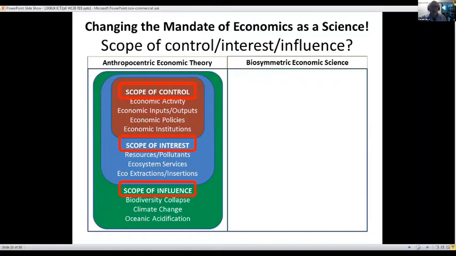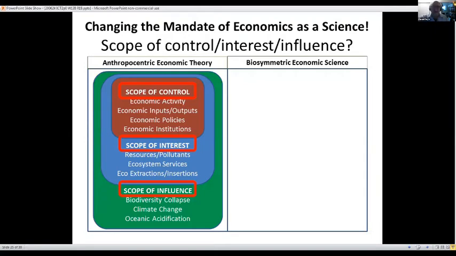Anthropocentric economic theory would look like this. Now, those of you who might have some experience in project management will recognize some of these words. Scope of control, that's the mandate. Scope of interest, that's things that you have to take into consideration. Scope of influence, that's stuff that you change as a side effect, but you don't really care about.